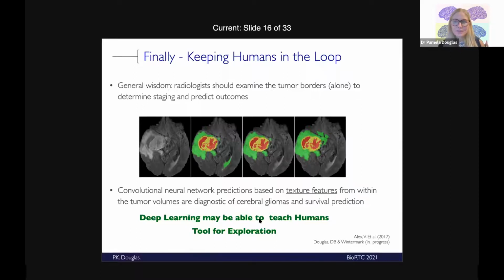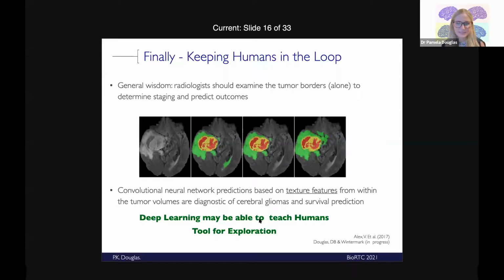He told me that for a long time, there's been this general wisdom that when radiologists are looking at a brain image and they see a tumor, they should really only examine the borders of the tumor to determine whether it's aggressive and they need to take it out, or whether it's just a benign tumor and it's not problematic and they don't need to operate.